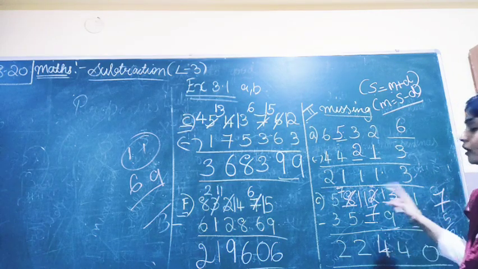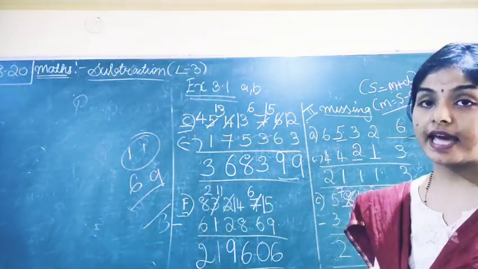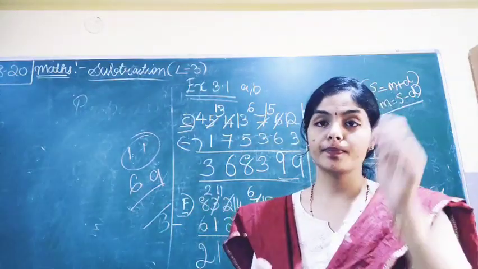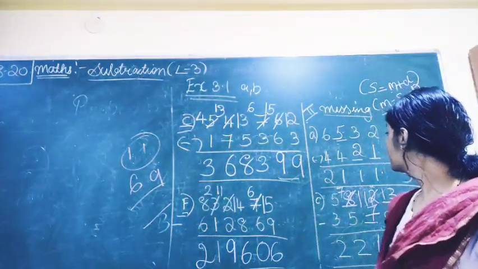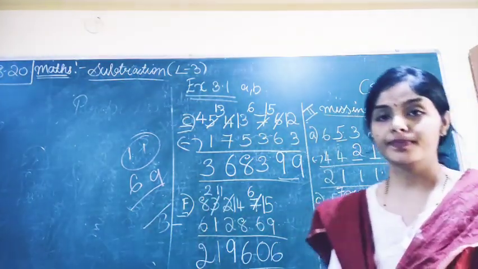So this is the way you have to do. Properly see whether it is a carryover sum. If it is a carryover sum, you should know how to work it out. Understood, children? It's a simple thing. Just think of it. Okay? The rest of the sums you have to work out. Got it, children?